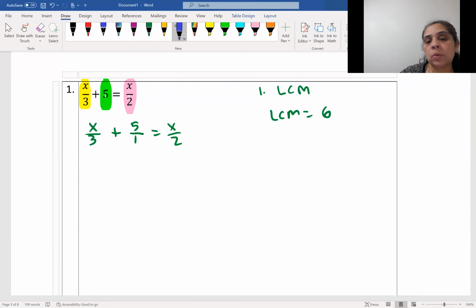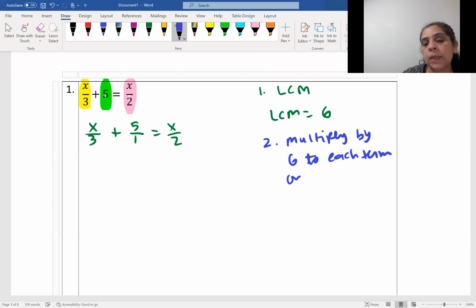Step 2, we will multiply by 6 each term on both sides. So here we will multiply by 6, multiply by 6, and multiply by 6. Very simple.